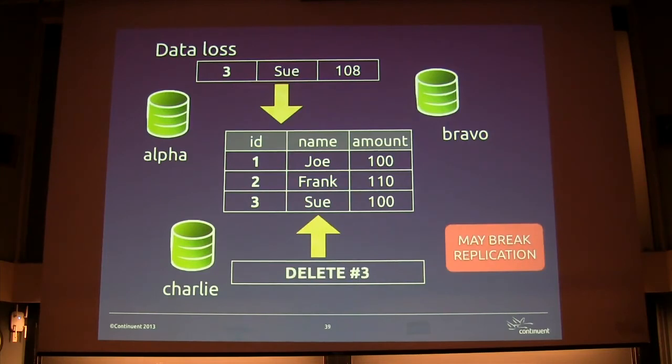Data loss is when you insert in one place and delete it from another place, and it was not intended, or you first delete from a place and you update from another place, and then you are breaking replication. So this could be detected if it breaks replication, or it could go undetected depending on in which order it happens.